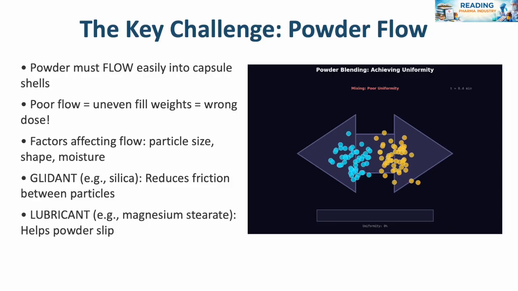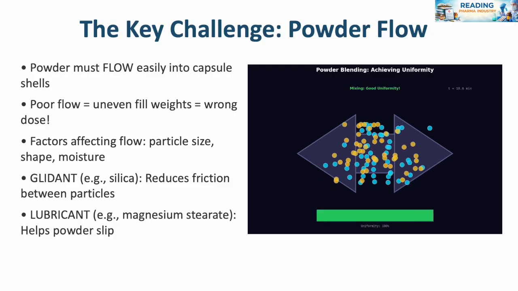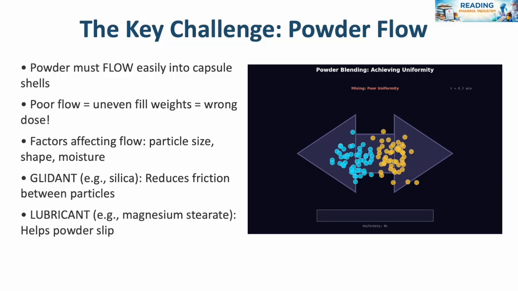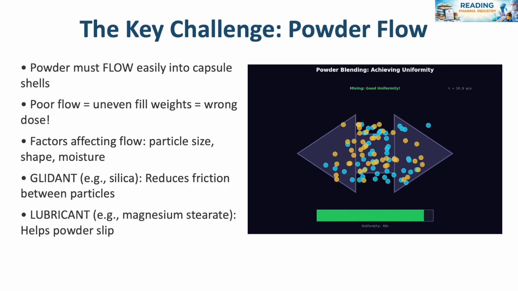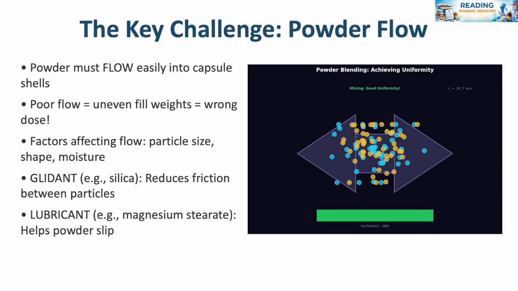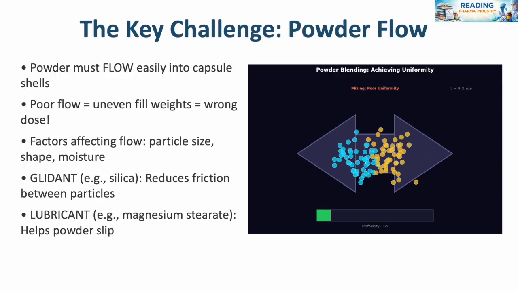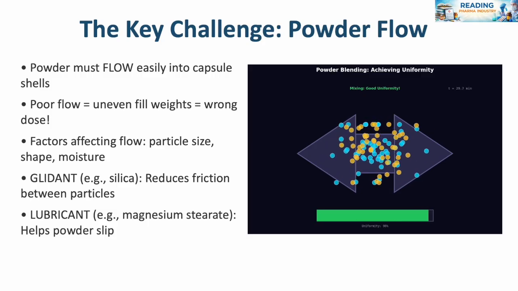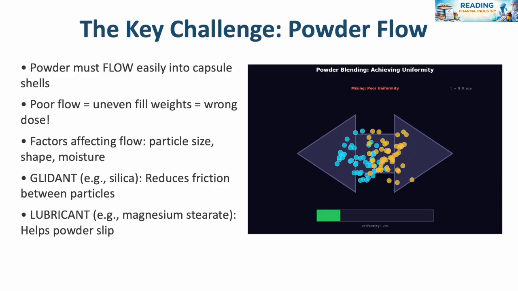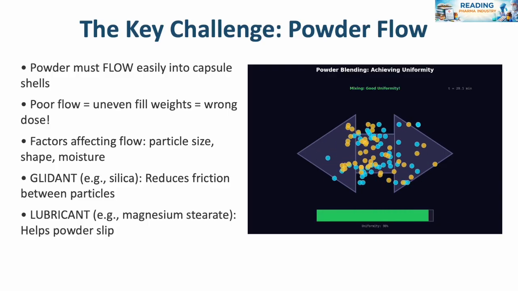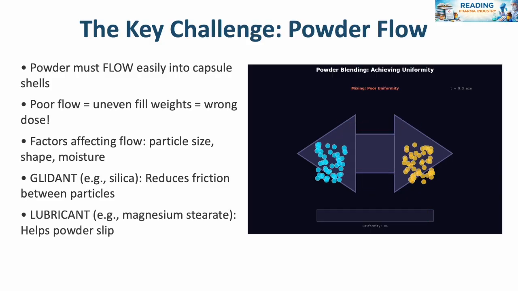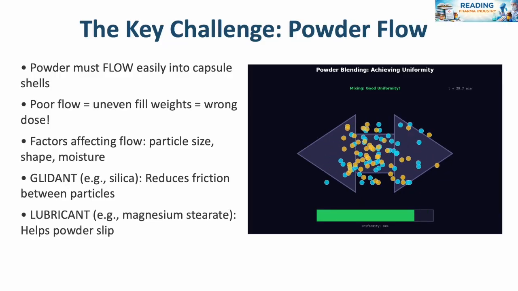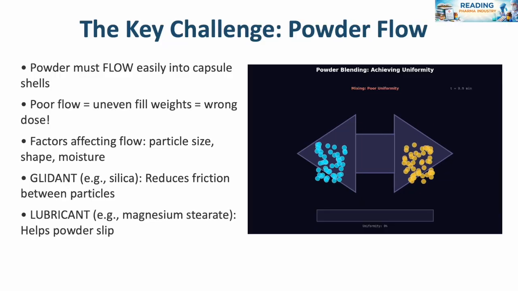Sometimes what can be done to improve the flow is the use of glidants. Glidants such as silica basically reduce the friction between the particles. And another strategy which can be used is to use a lubricant. And this is what we mentioned earlier with the tablets, where we said that lubricants are used because they can coat the surface of the powder, and that means they can help with reducing the friction, and therefore they help the powder to slip. A classical or common example is magnesium stearate.